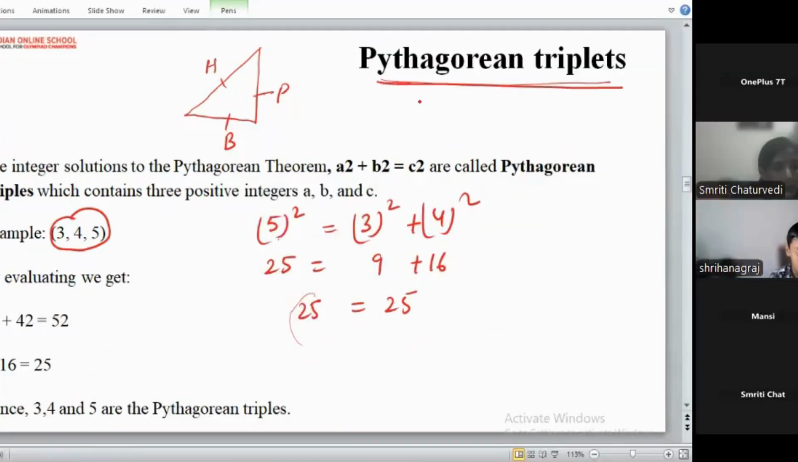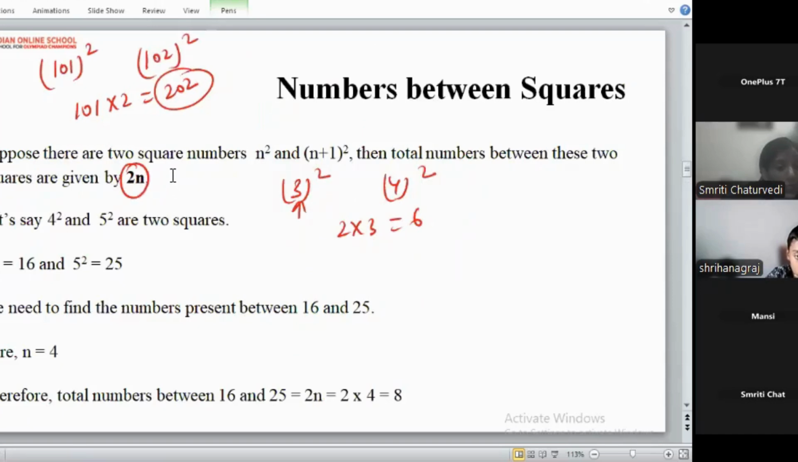Yes, ma'am, I wanted to ask: you just told that whenever we have to find the total numbers between two numbers that are being squared, is it only applicable when the numbers are consecutive? Yes, when the numbers are consecutive, we can apply this formula. When the numbers are non-consecutive, we have another formula for that.